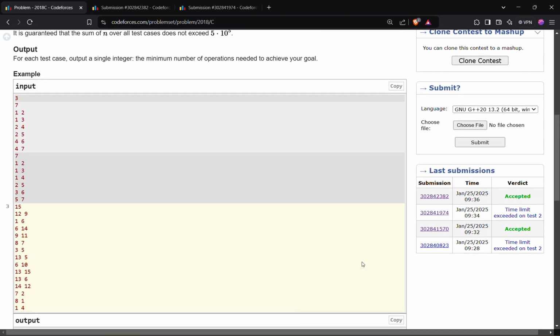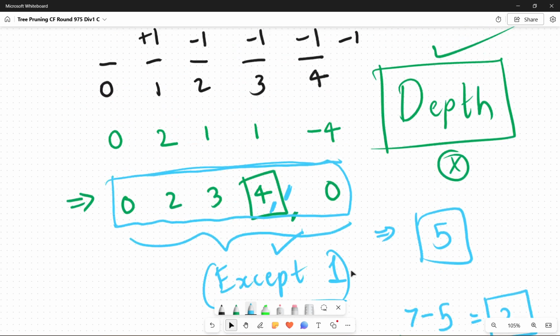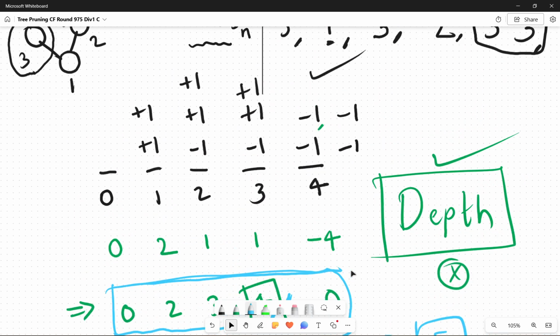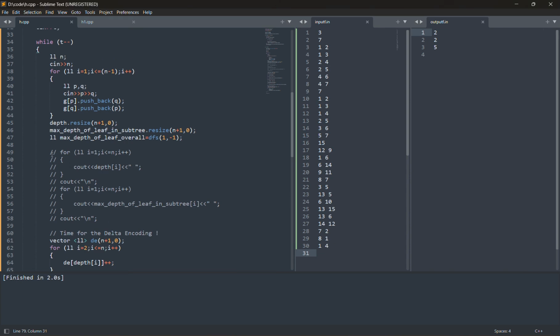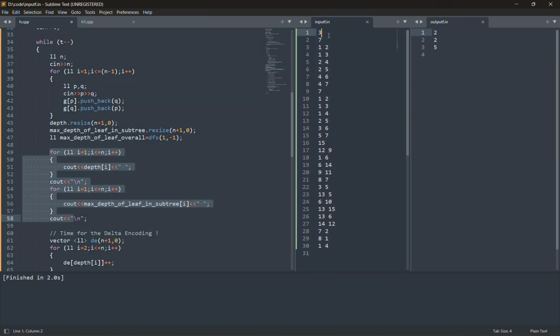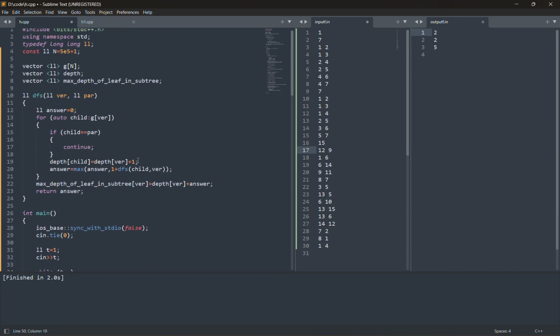So let me show you the practical side of this delta encoding array. Let us take a look at DN and MHLIS, to check whether they are made correctly for the first test case. These test cases don't really matter because we are taking input only till here. If you keep them in this file or don't, it is basically the same. Okay, let us check.